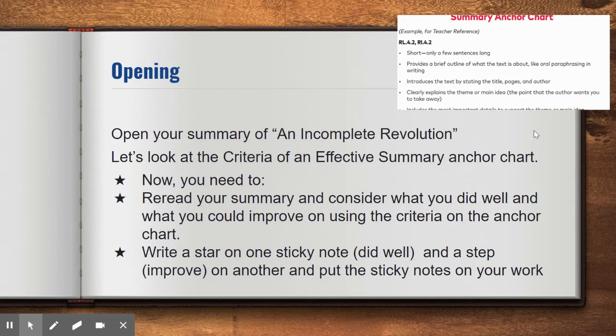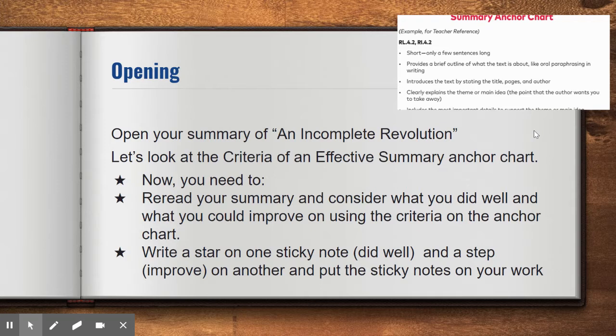It also says that they provide a brief outline of what the text is about, like an oral paraphrasing and writing. So basically, you're stating it in your own words, right? It introduces the text by stating the title of the page and the author. And it explains the theme or main idea and has some important details that prove that main idea. So you are going to open up to your summary of An Incomplete Revolution, and I want you to see if you have done all of these things.